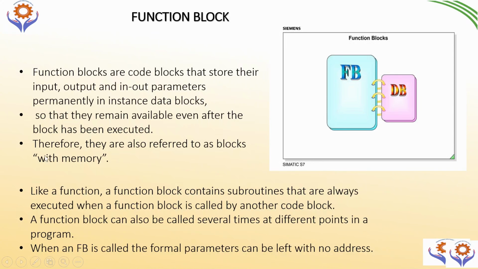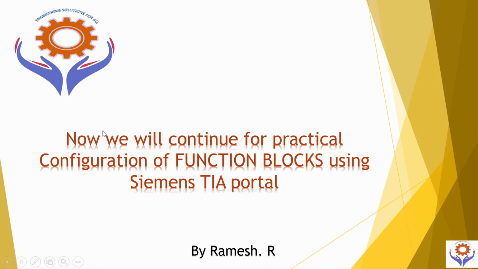Like a function, the function block contains subroutines and it is always executed with another code block, or you can call the function block similar to a function. Also, the function block can be used several times at different positions in the program, same like the function. When a function block is called, the formal parameters can be left with no address, because you have to put addresses. Now we will continue with the practical configuration of function blocks using the Siemens TIA Portal.